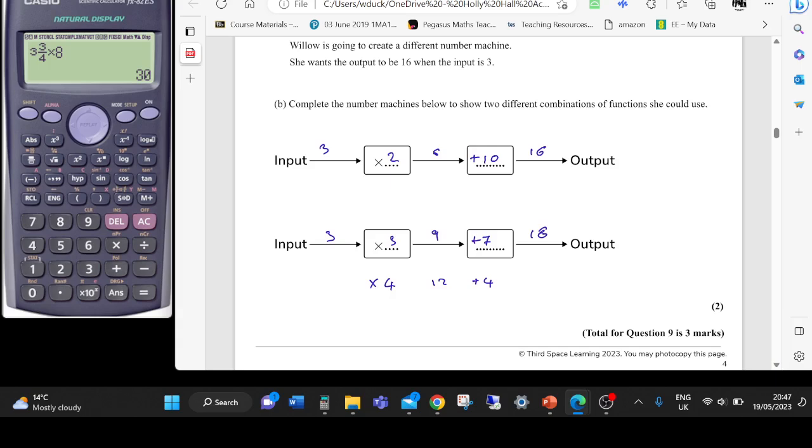Okay, great. So it is A1 for correct number machine, A2, and then another A1 for 2 correct function machines. So we've got A2 there.